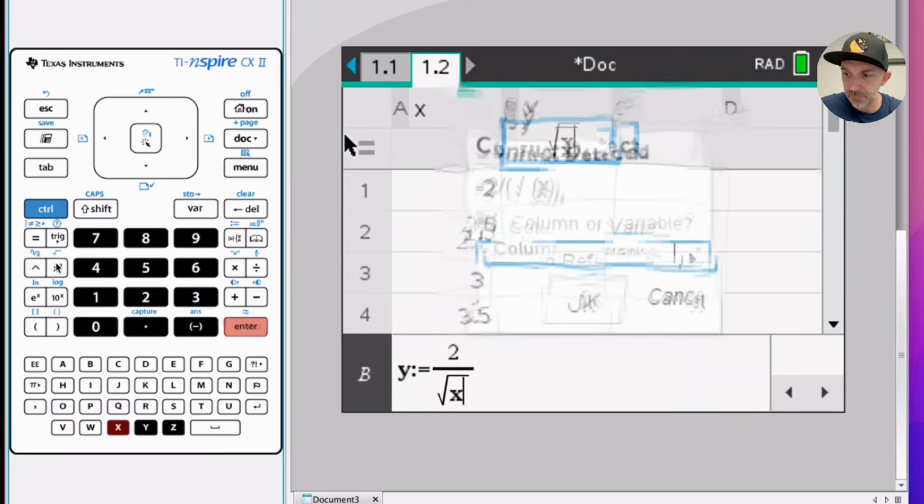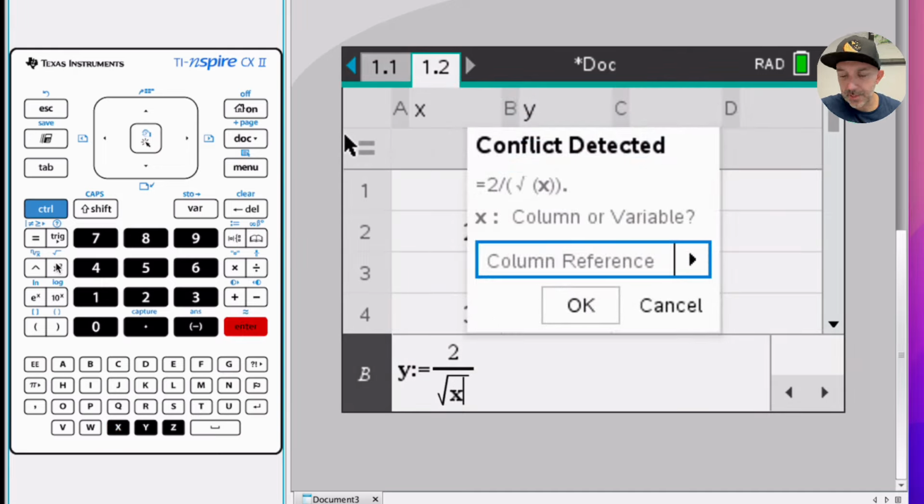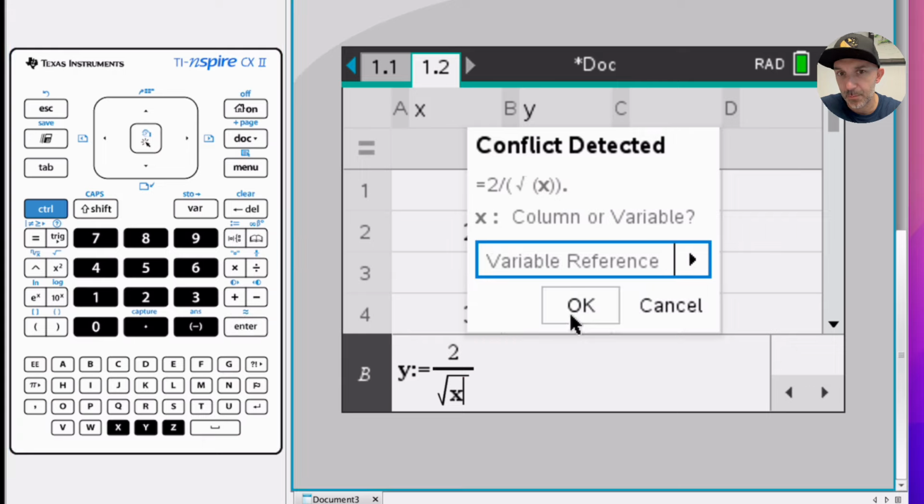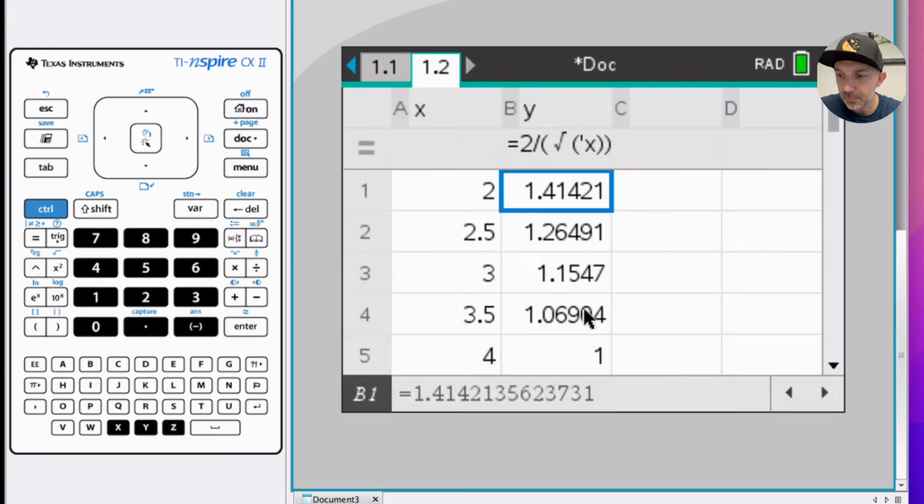There we go, enter. Now what that will do is that will hopefully input all these x values, but there is a conflict because the calculator is getting confused whether it wants to put these x values that we entered, which we do, versus this sort of column reference. So actually you do need to select this arrow here and put variable reference. That's quite important. Press OK, and now it's calculated all those values.